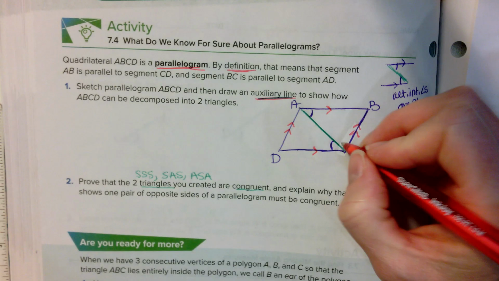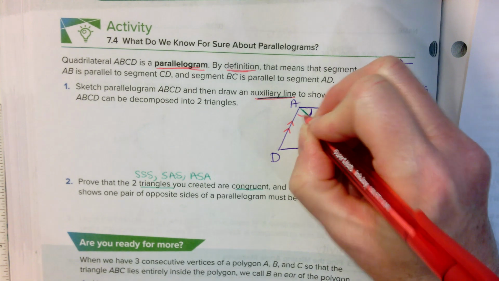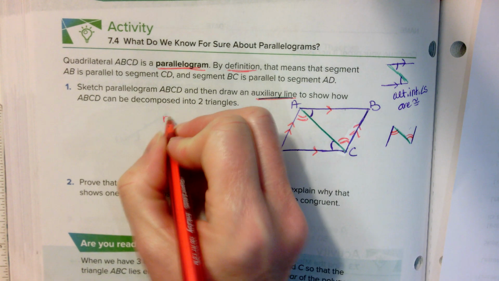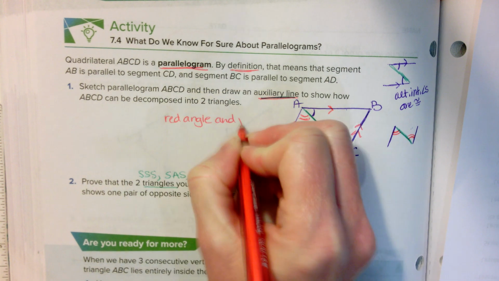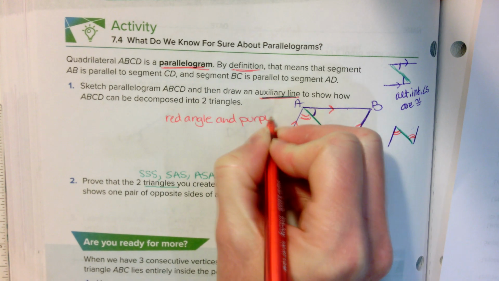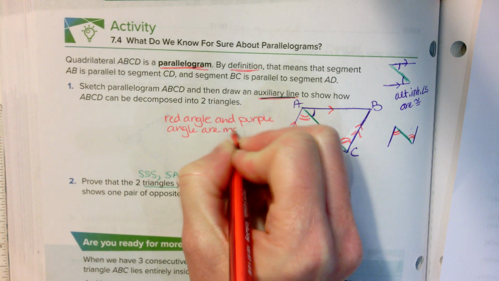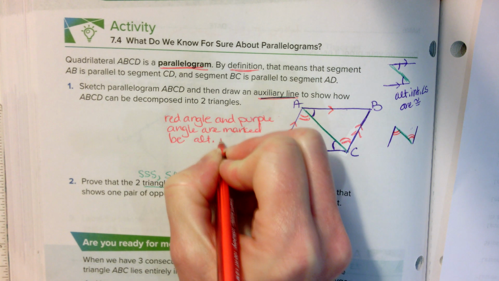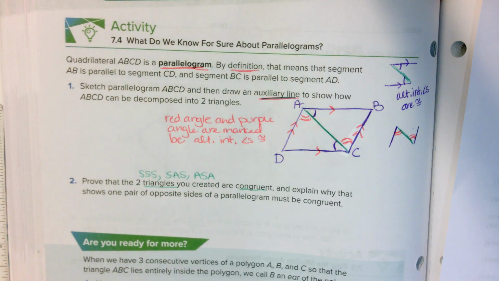So let's put them on my picture. So I have this angle and this angle. So those angles, the red angle and purple angle, are marked because alternate interior angles are congruent. Okay, great.